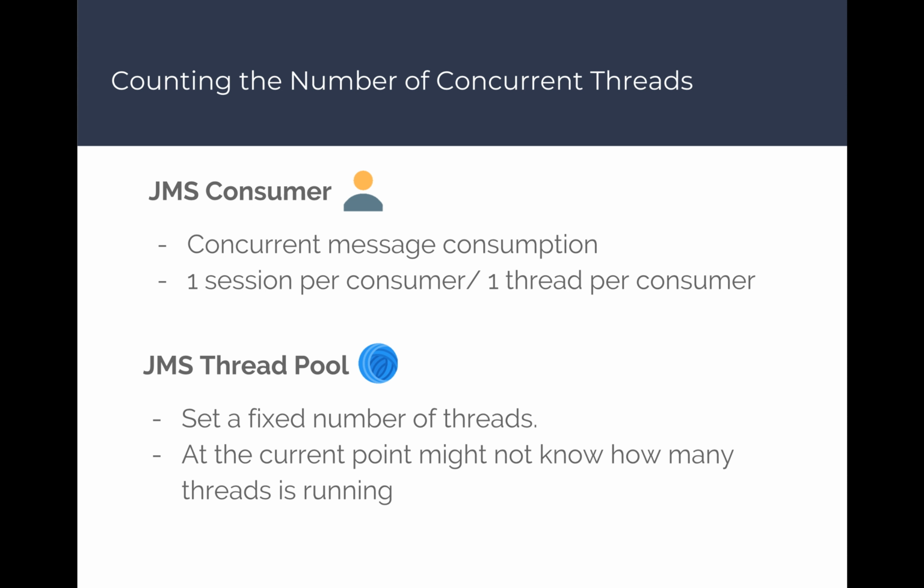So moving on, if you're using JMS consumers and you want concurrent message consumption, for each consumer, a session will be created, and like mentioned before, every session uses one thread. So it's as good as saying one thread per consumer. If you're using a JMS thread pool, you can set a fixed number of threads. So in this case, the number of concurrent threads will be fixed by you. For example, if you say 10, the maximum number is 10. However, at the current point, you might not know how many threads are actually running. So it could be up to 10.